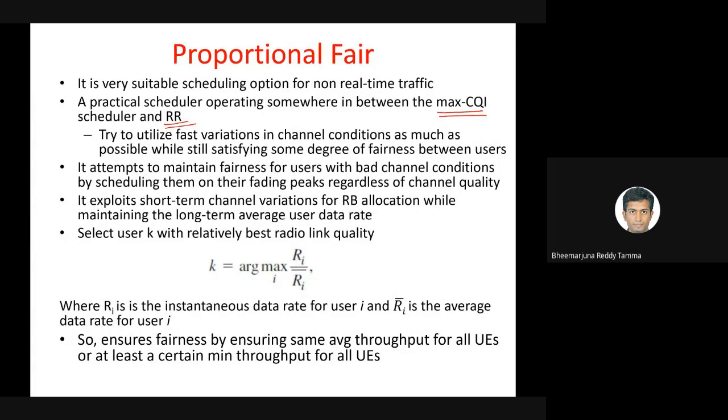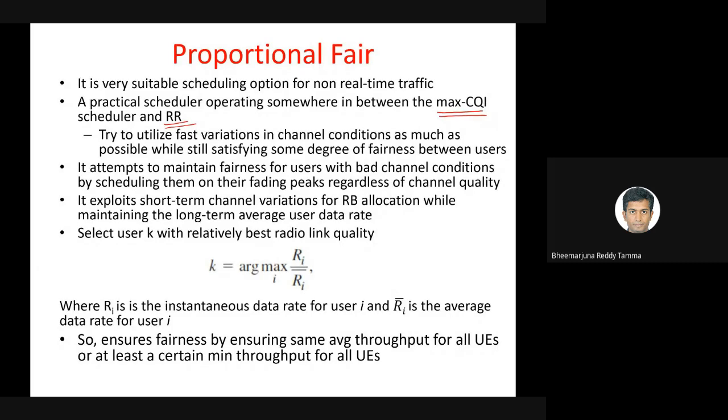So what does that mean? If you look at maximum CQI, it is trying to improve the spectral efficiency. And if you look at round robin, it is trying to improve the time fairness, or the fairness among the users. But what you want is a scheduling algorithm that has the best of these two scheduling algorithms. That is the one that improves the spectral efficiency, at the same time avoids the starvation problem for users with bad channel quality. That can be achievable if you go with the proportional fair.